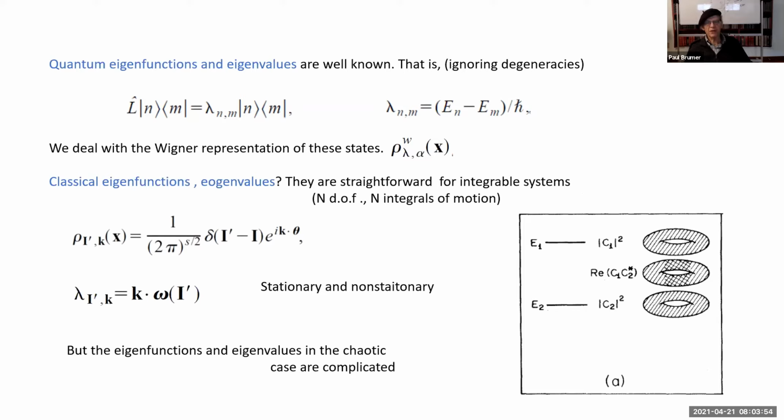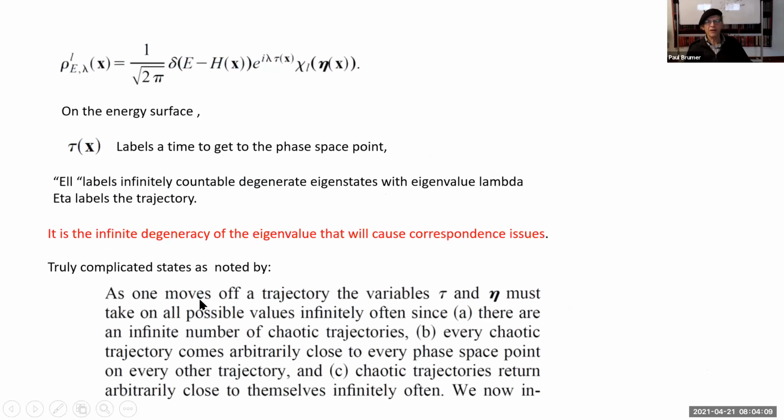So these are relatively simple to understand. This defines the torus. This defines essentially wrapping around on the torus, and this defines the eigenvalue in terms of the frequencies on the torus. But this situation is very different when it comes to eigenfunctions and eigenvalues in chaotic cases. Eigenfunctions and eigenvalues in chaotic cases are actually a mess.